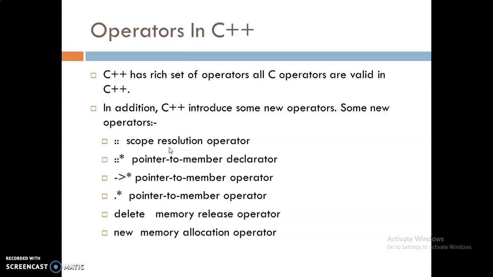Operators in C++, as I said, are a rich set of built-in operators. Here you will see a large number of operators which are part of C++. In addition, C++ introduces some new operators. Some new operators are the scope resolution operator, the delete memory release operator, and the new memory allocation operator, and there are other operators like pointer to member declarator, pointer to member operator. So we will see the scope resolution operator, and the delete and new operators in brief.